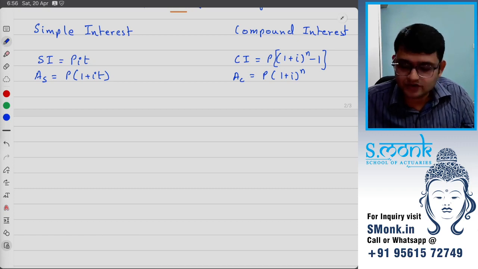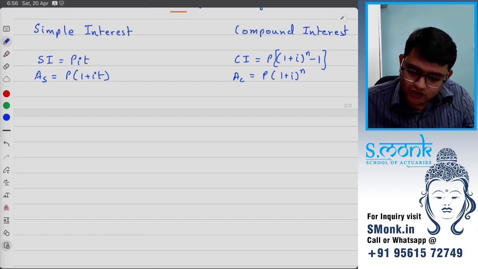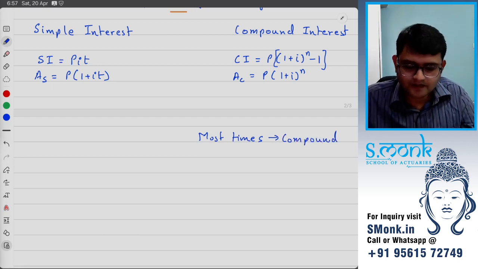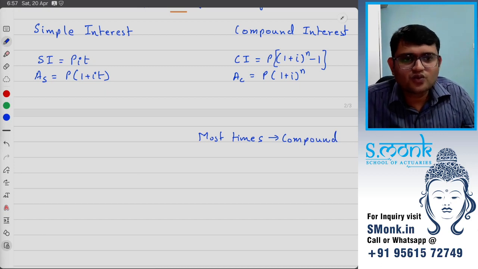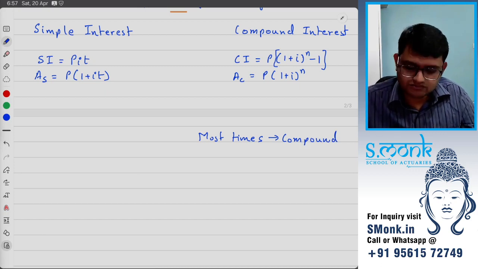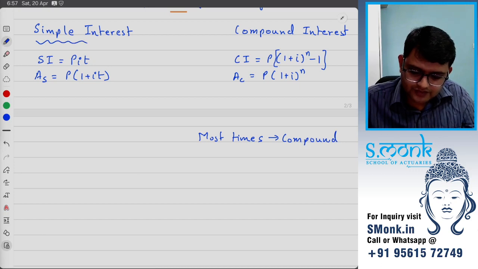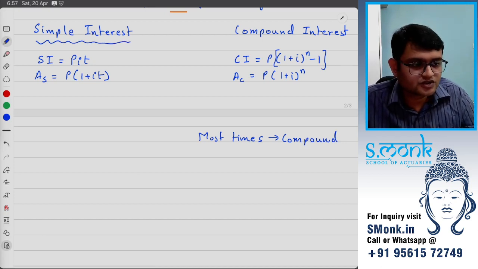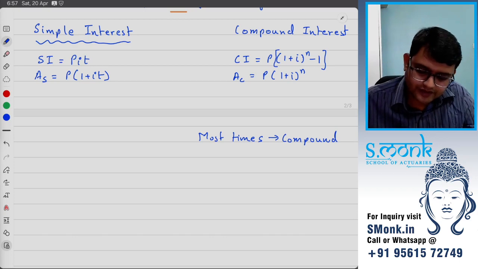We'll use compound, right? So most of the times we use compound. So why do we study simple? Why do we study simple interest? Do we use simple interest?